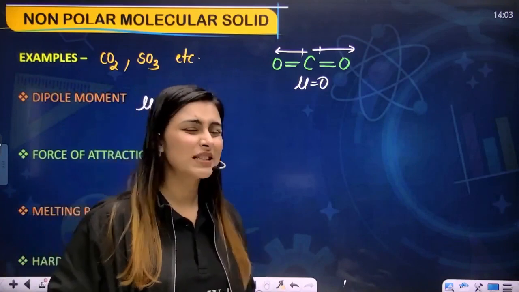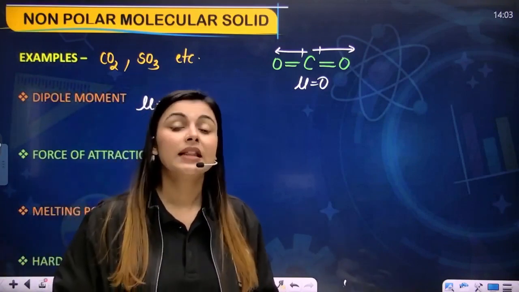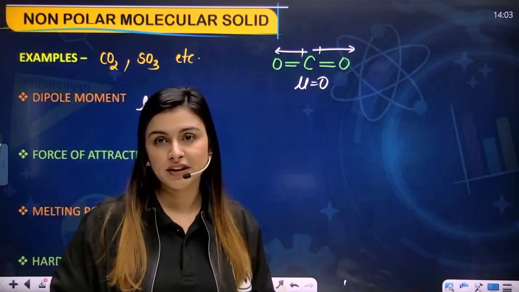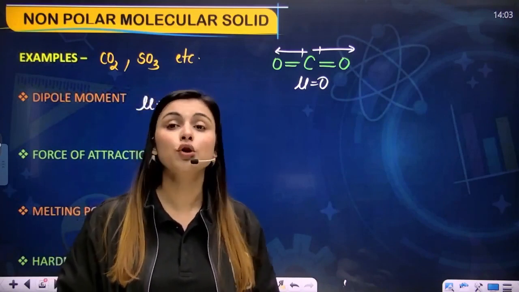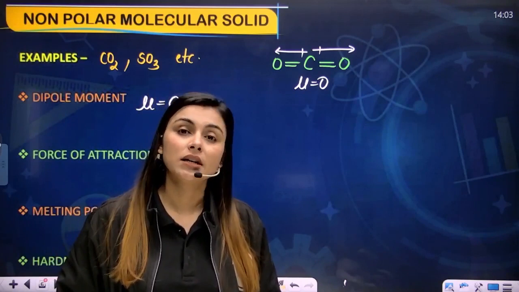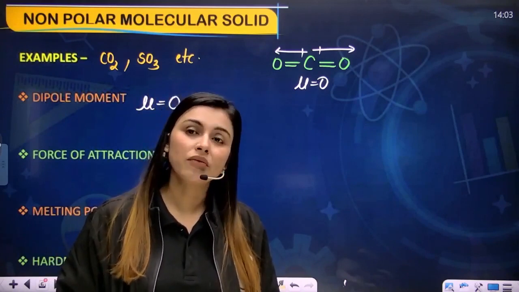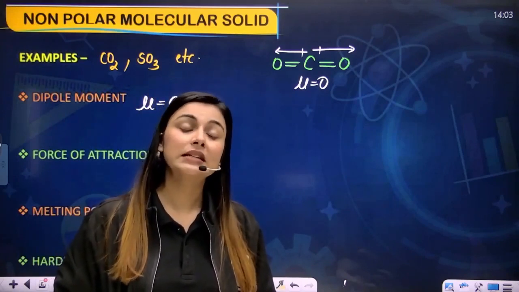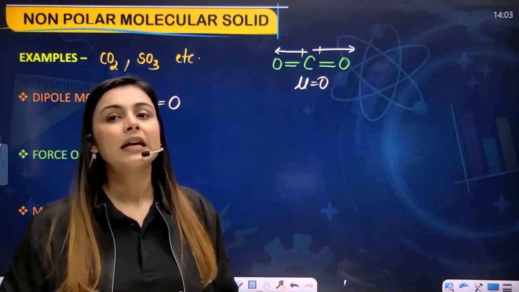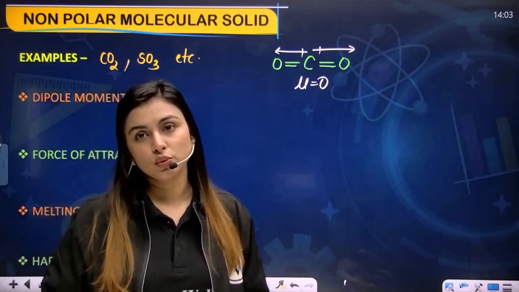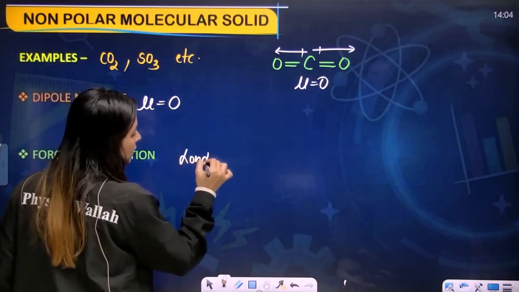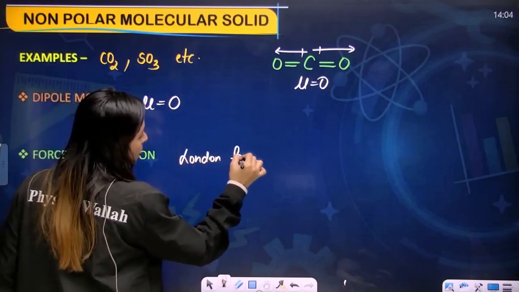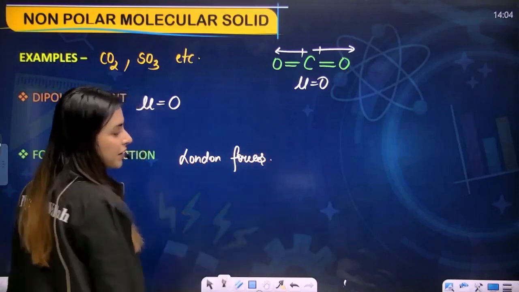Now, my dear students, since they are non-polar in nature, they will have the weakest forces of interaction. And the weakest forces of interaction that exist in non-polar molecules are London forces. It is a type of van der Waals force. It is the weakest force present in non-polar molecules. So the force of interaction would be London forces, the weakest force of interaction.